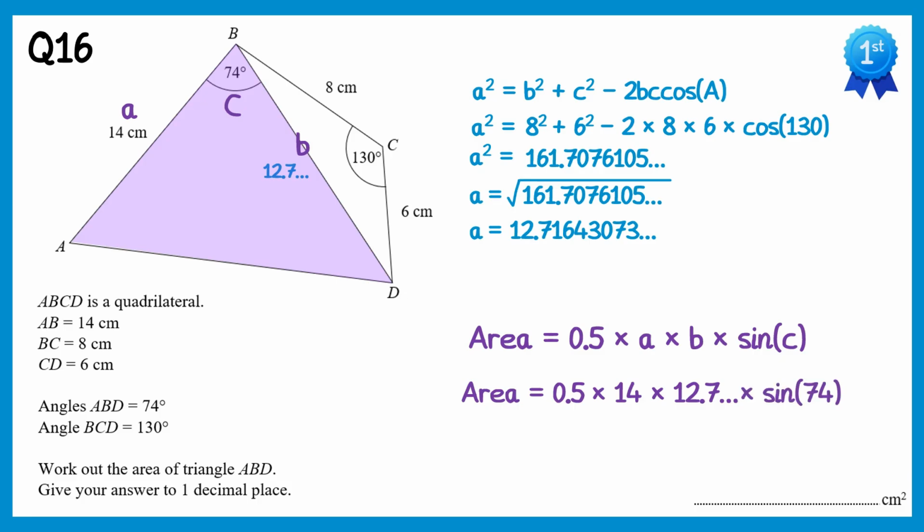Now for the 12.7, you need to make sure you use the number that was on your calculator screen, not a rounded number of 12.7. So make sure the full number 12.71643073 and so on is on your calculator screen. If you type all of that into your calculator, you'll get this number here, rounded to one decimal place at 85.6.